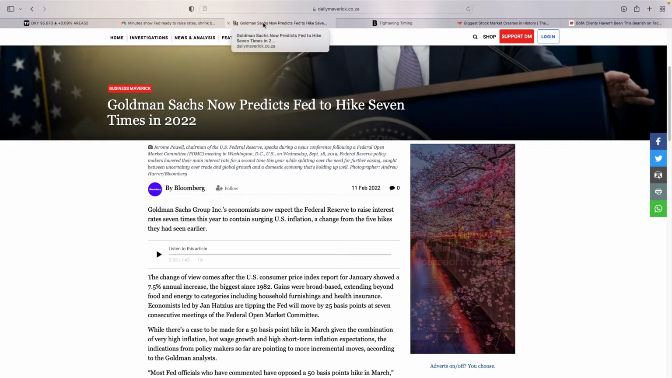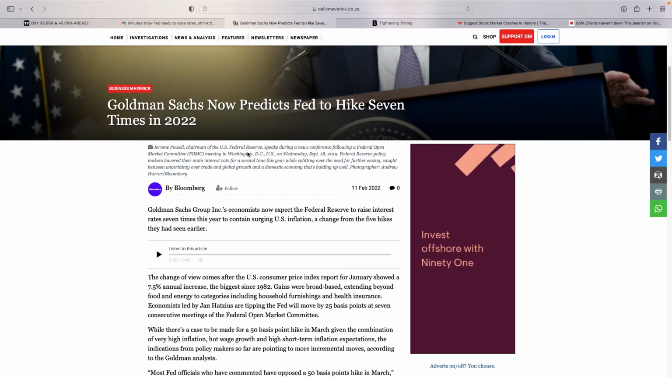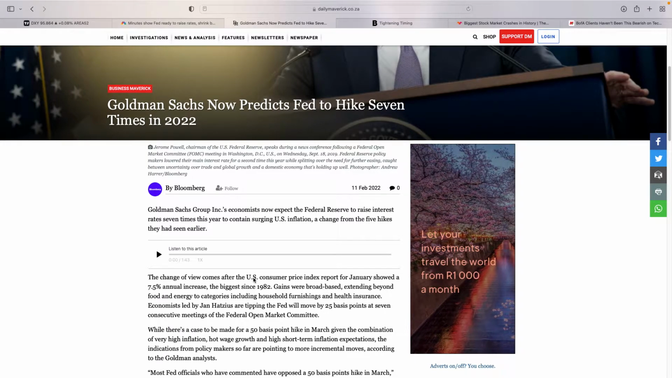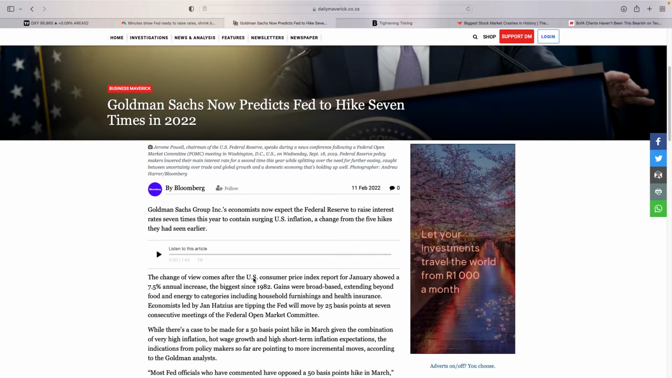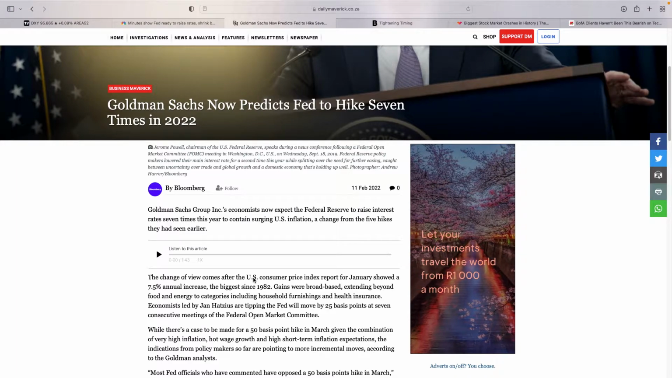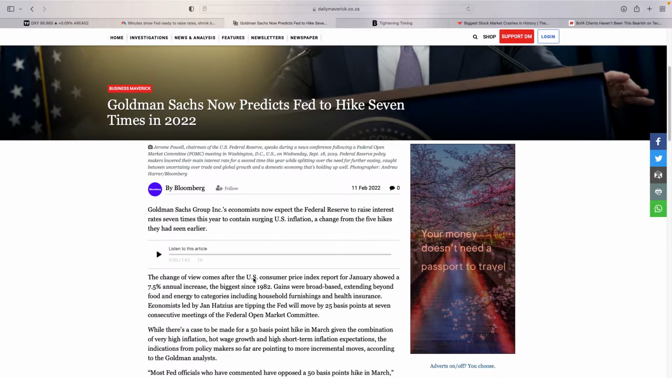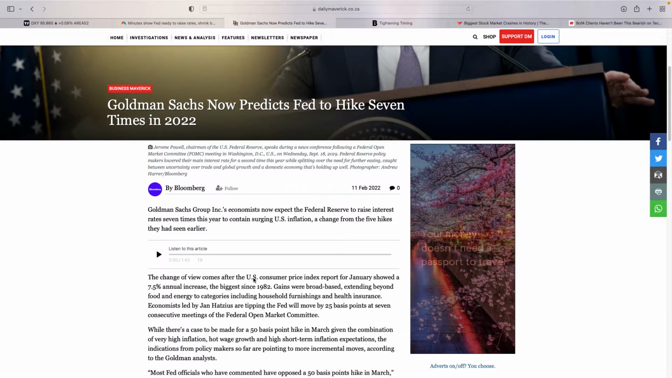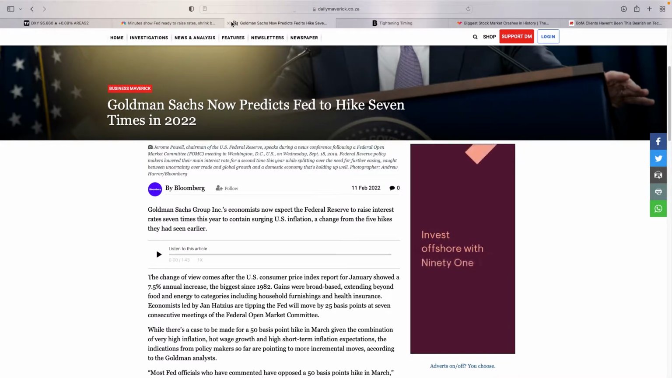Next, we've got Goldman Sachs saying that they predict the Federal Reserve to hike the interest rate 7 times. I mean, come on, 7 times? I think that's 100% ridiculous, because why would they go and raise it seven times? They could just do it a couple of times at 50 basis points, but the bottom line is the interest rate hikes are coming.